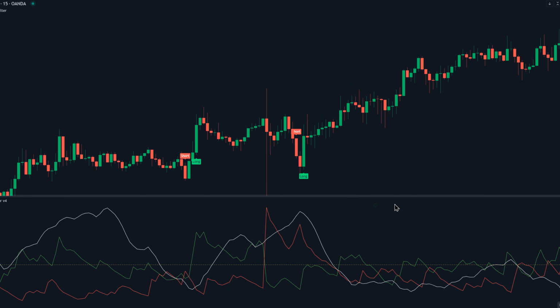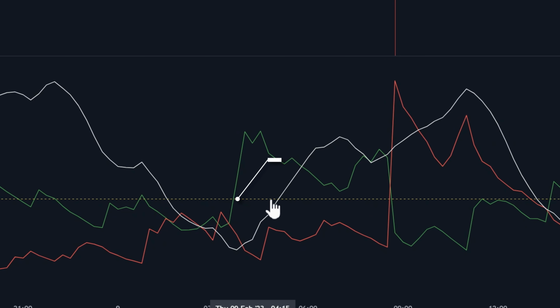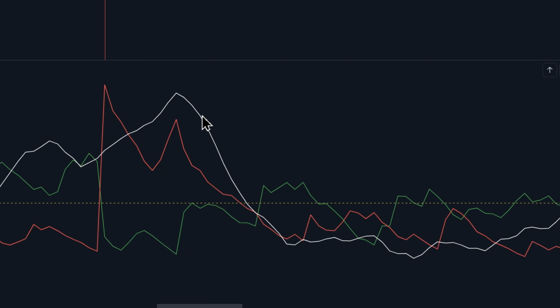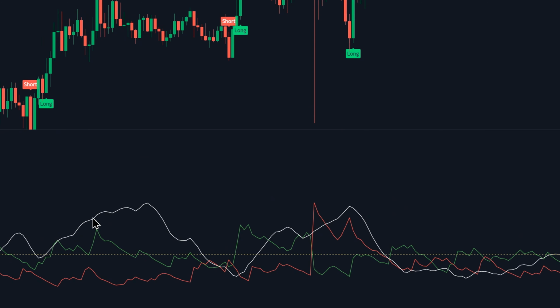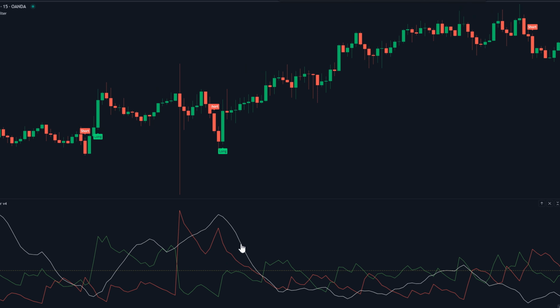But before we explore its functionalities, let's go over this indicator's components. This yellow horizontal line is the 20 level. And as you can see, it's located at the 20 point on this indicator scale. This white line is called the ADX line. And it's going to be used to identify the trend in the market. When the ADX line goes above the 20 level, that indicates that the market is trending. It could be a bullish or a bearish trend. However, when the ADX line goes under the 20 level, that indicates a non-trending market, basically an area where you should not be looking to take any positions.